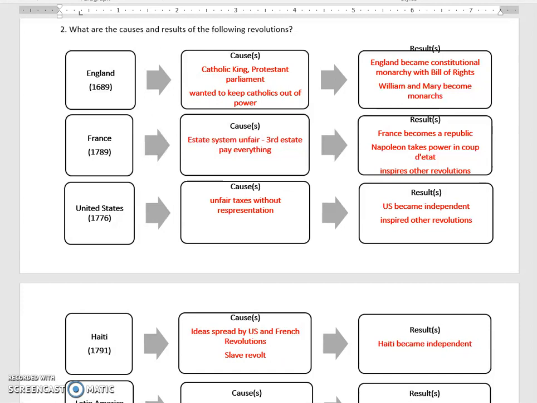The American Revolution took place in 1776. That's when it started, and it was largely due to unfair taxes. The colonists felt that the British Parliament should not be imposing taxes on them since there was no colonial representation in Parliament. At the end of the Revolutionary War, the U.S. became independent.